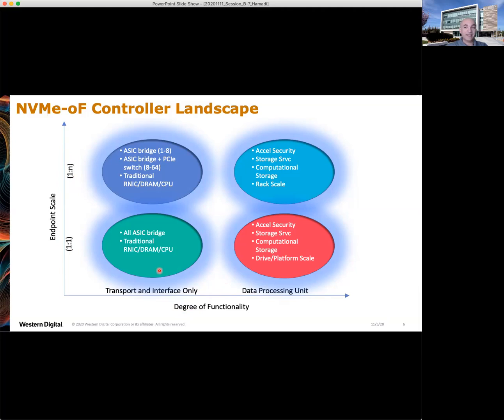What you see on the left-hand side is mostly just access to this NVMe over Fabrics domain. What you see on the right-hand side is more advanced features. So now we're starting to see interesting things like computational storage being a possibility there. We're starting to see things like various types of acceleration being a possibility there, and so on.